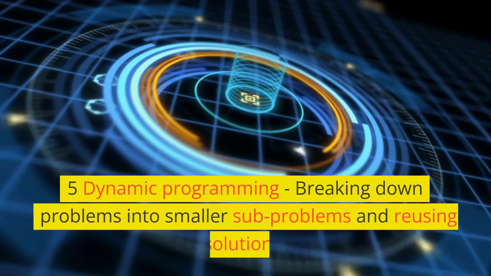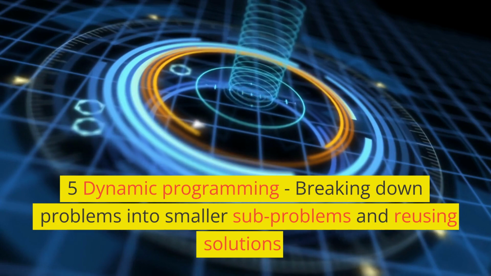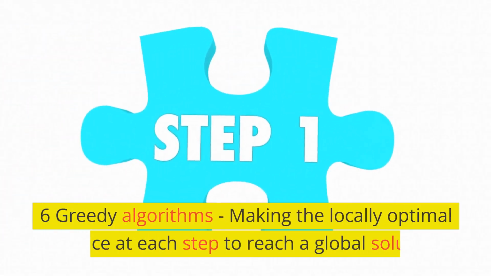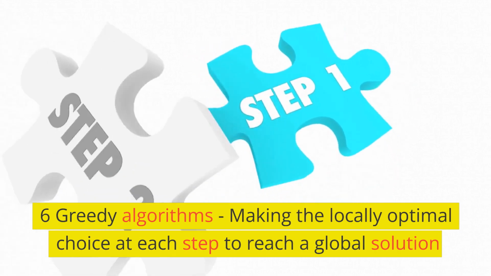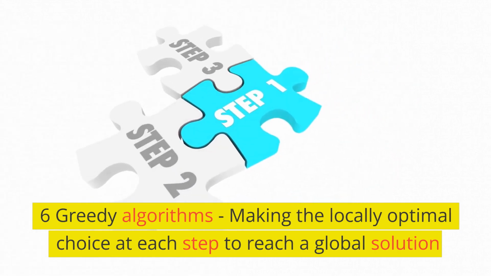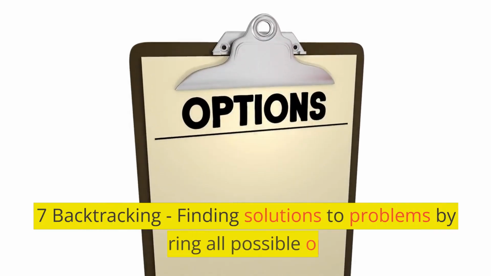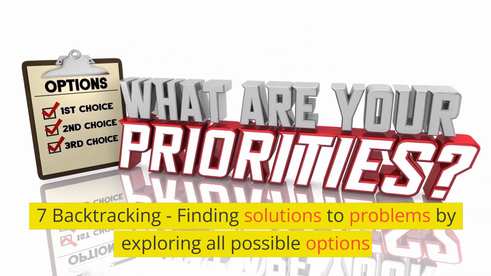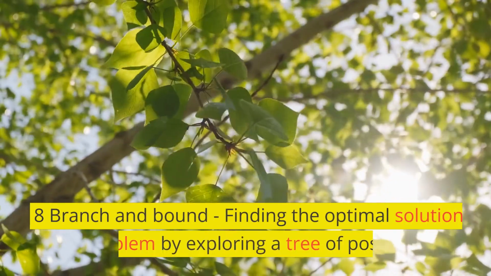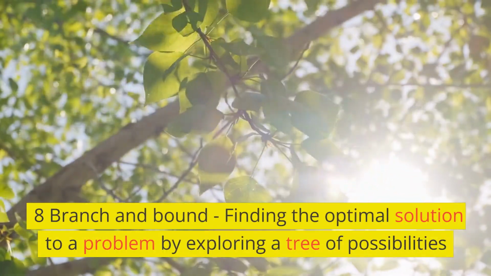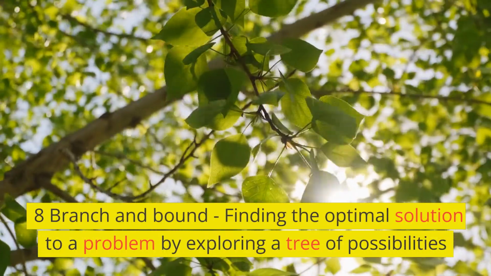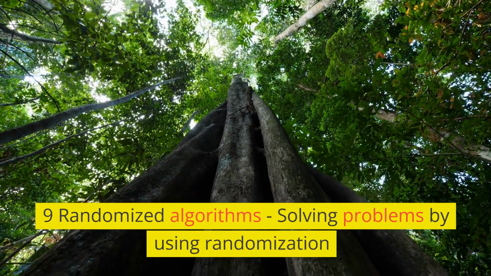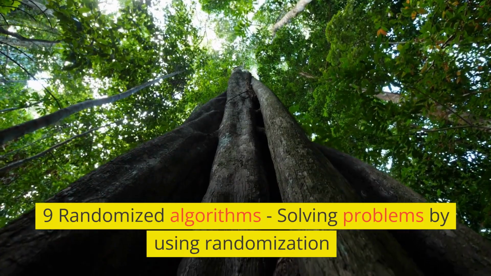5. Dynamic programming. Breaking down problems into smaller subproblems and reusing solutions. 6. Greedy algorithms. Making the locally optimal choice at each step to reach a global solution. 7. Backtracking. Finding solutions to problems by exploring all possible options. 8. Branch and bound. Finding the optimal solution to a problem by exploring a tree of possibilities. 9. Randomized algorithms. Solving problems by using randomization.